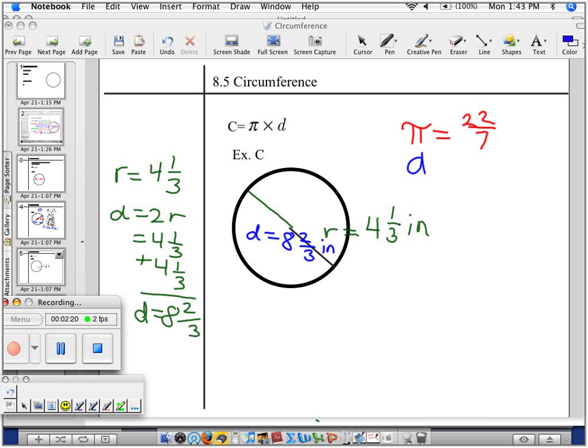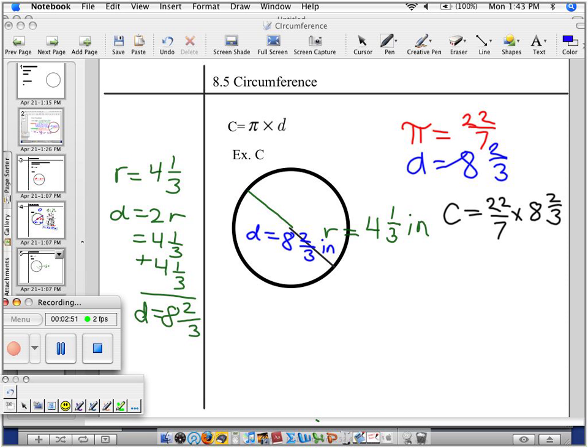Diameter, we know, that's a fraction. So we have 2 numbers to multiply to determine the circumference. Here we go. It is 22/7 times 8 2/3. Something doesn't look right to me. I need to change this mixed number here to an improper fraction. This is going to be crazy.